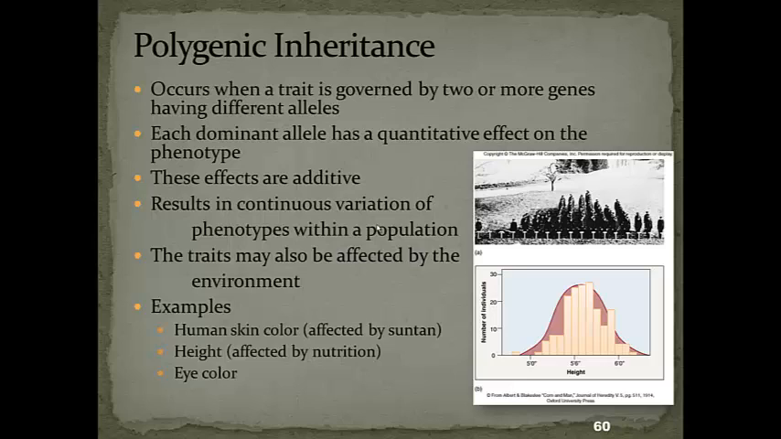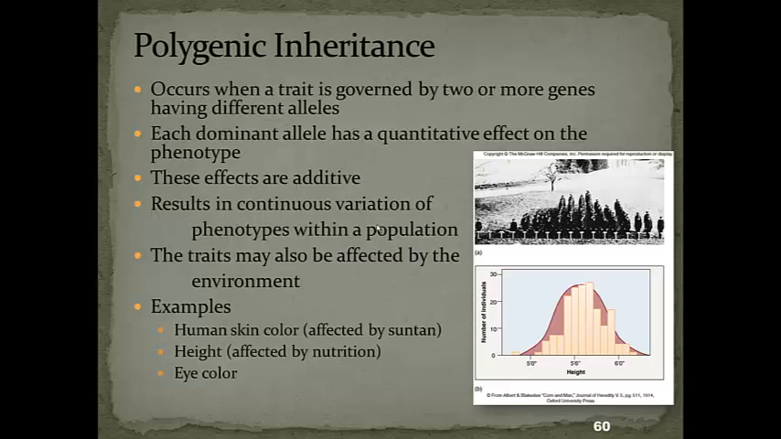So we talked about pleiotropy, where you have one gene that affects a whole bunch of things. Now we're going to talk about the other half of that, polygenic inheritance. One trait governed by multiple genes, each of which has multiple alleles. Each dominant allele has an additive effect on the phenotype. And what you get with these is continuous variation. So you can kind of see the bell curve in the picture.